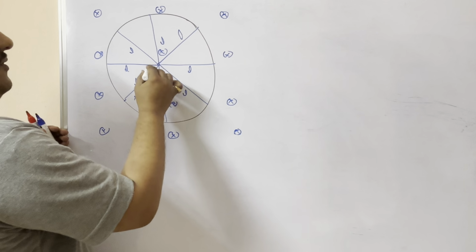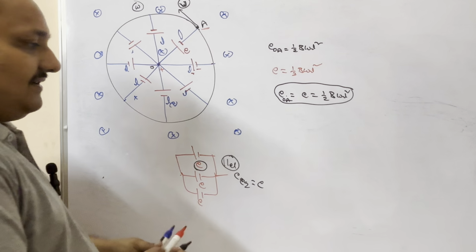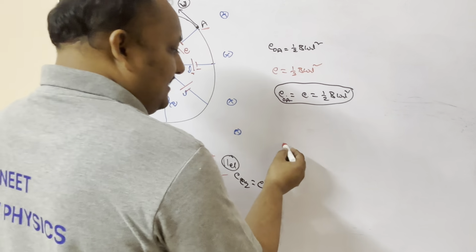In parallel combination, what is the effective EMF? E equivalent is going to be equal to E, if all are similar EMFs. So according to that, between O and A, the effective EMF is half of B omega L square. Like this, when they ask, this is the formula you have to apply. B they will give, omega they will give, L value they will give.